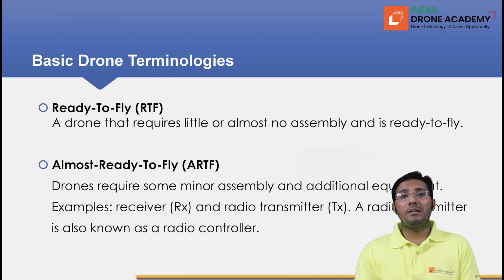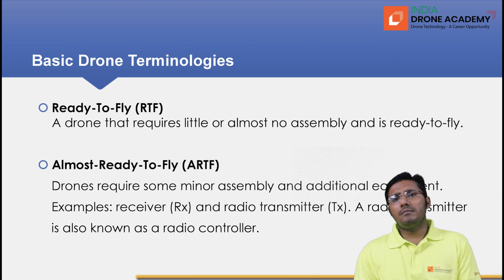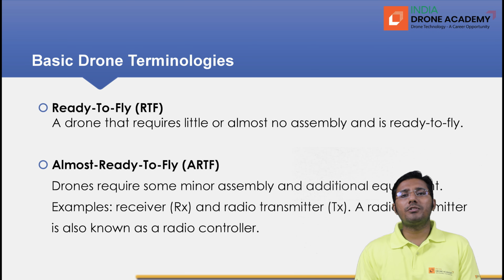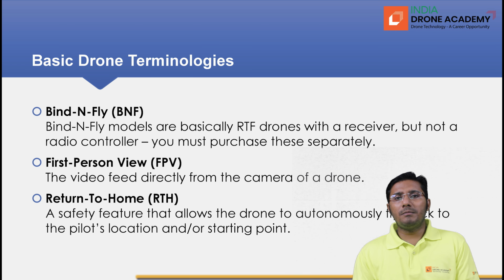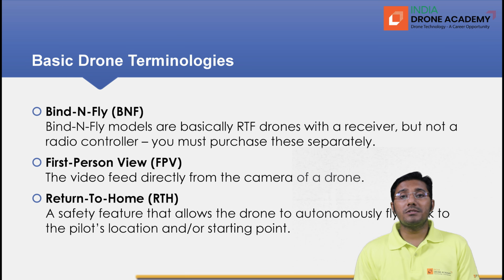There are some drones available in the market which are ready to fly. They require almost little or no assembly. There is a similar term, ARTF, which stands for almost ready to fly. These drones require some minor assembly and additional equipment. For example, a receiver and radio transmitter may be required to fix with it, and a radio transmitter is also known as a radio control. Bind and fly, BNF. This term stands for drone models which are basically RTF drones, ready to fly drones with a receiver. You must purchase the radio controllers separately.